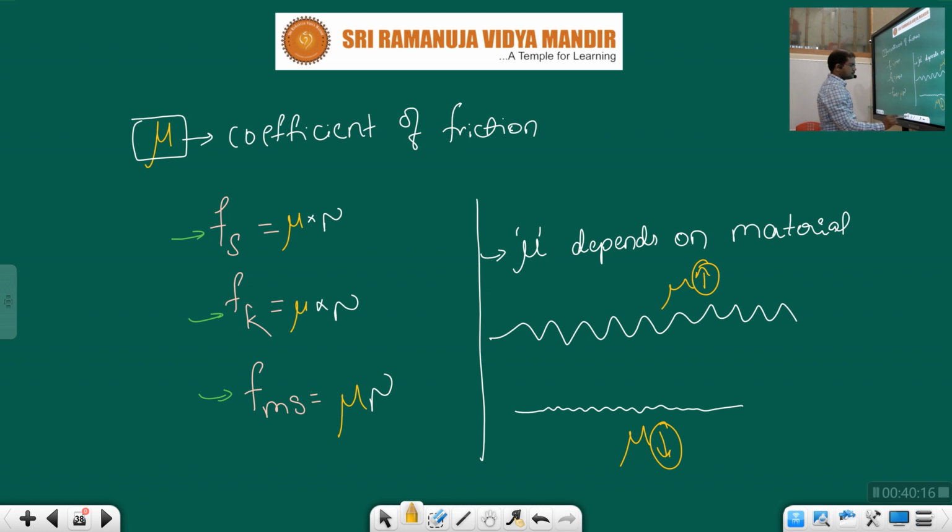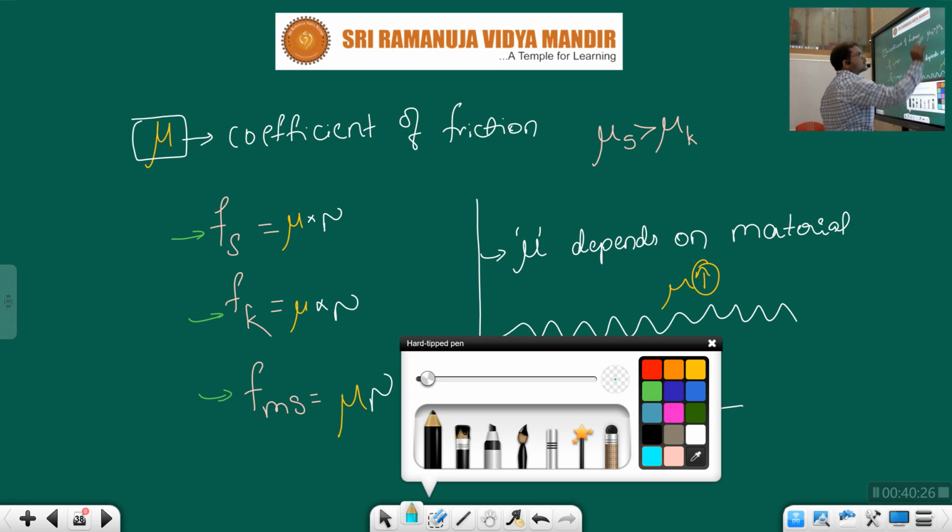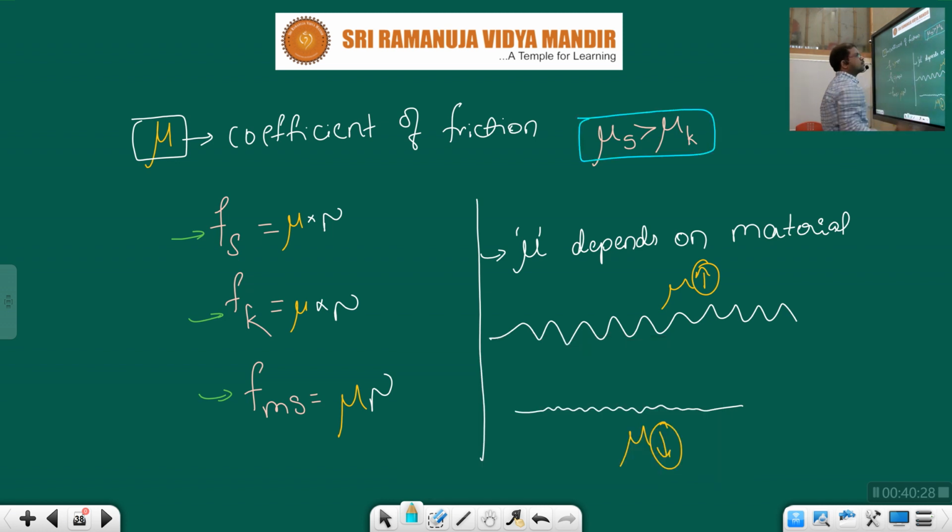And one more point, children. Mu s will always be greater than mu k. Whenever you find a question in terms of mu s and mu k, if you find any data in the question, you can easily guess this. Mu s, the coefficient of static friction, will always be greater than mu k.